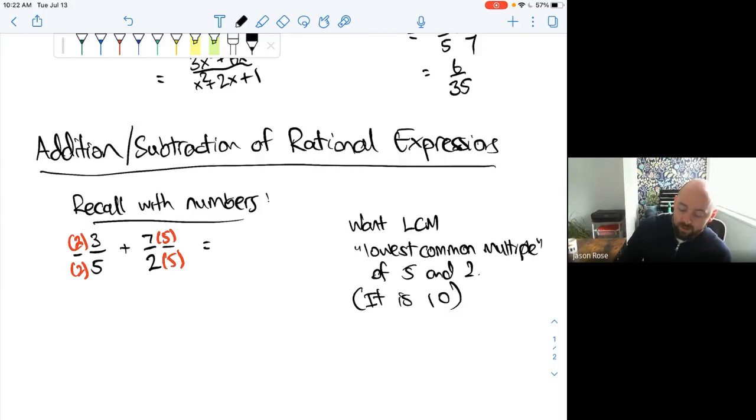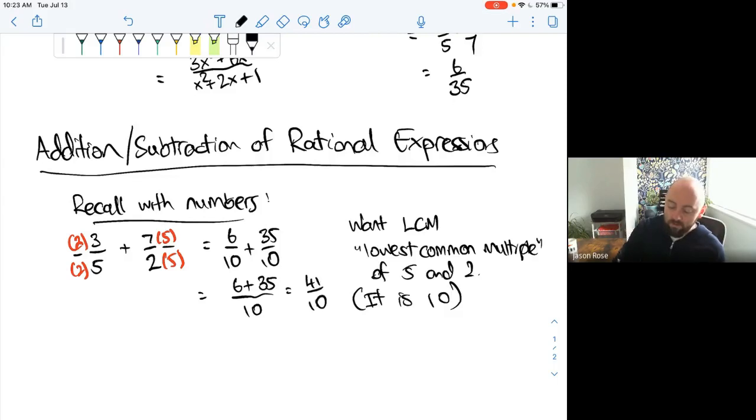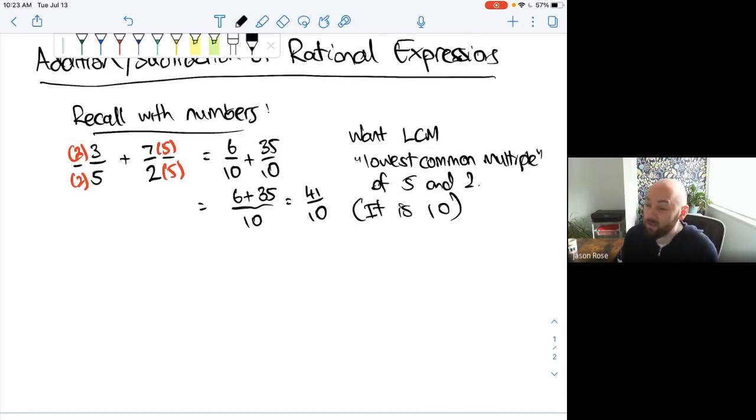So 2 times 3 is 6, 2 times 5 is 10, 7 times 5 is 35, 2 times 5 is 10 as we wanted. So we have the same denominator like we wanted. And now you can just combine them because they have the same denominator. So it's 6 plus 35, which is 41. So 41 over 10 would be your answer. I'm not going to stay on numbers too long because we're going straight to expressions, but that's a quick reminder of how you would add two fractions when they have different denominators.